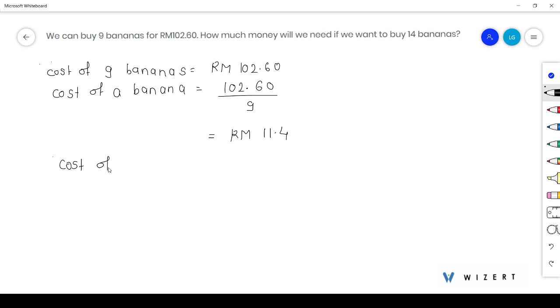Okay, so from this, cost of 14 bananas are 14 into cost of 1 banana, that is 11.4 Rm. So it is 159.6 Rm. Hence 159.6 Rm will be needed to buy 14 bananas.